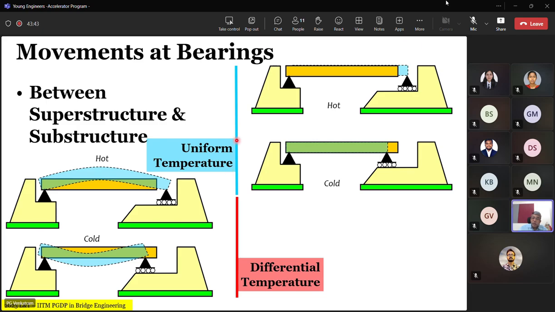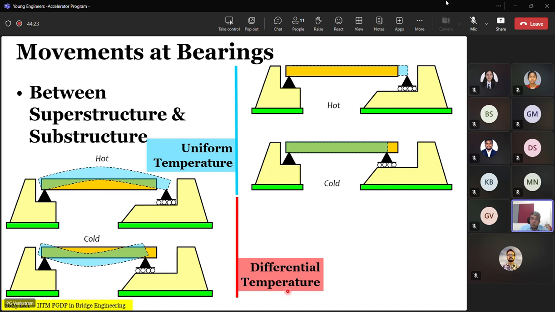Now, that is for the uniform one. When you have a differential temperature, what do you mean by differential temperature? The top of the deck being hotter than the bottom of the deck, then it will hog up. Of course, this picture is drawn somewhat erroneously; it will be somewhere in between. And if the top of the deck is cooler than the bottom, it will get pulled backward. So deformation is caused not only by uniform temperature, it is also caused by differential temperature. This you must keep in mind.